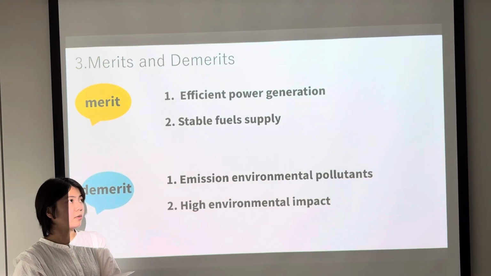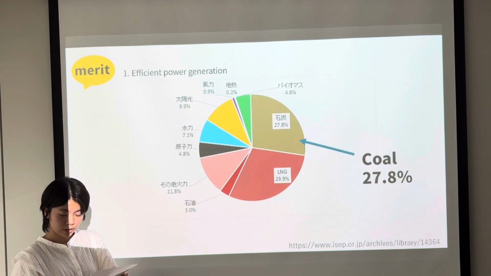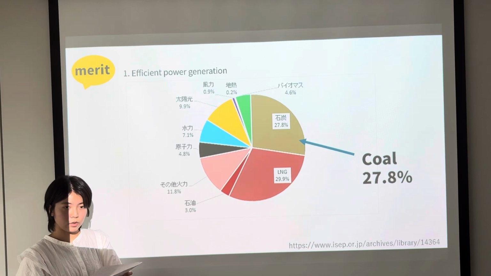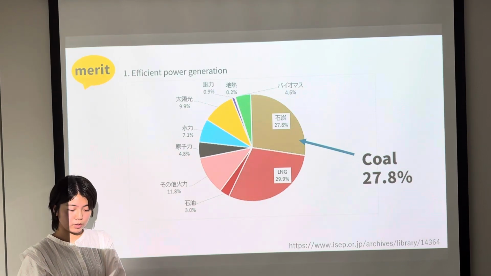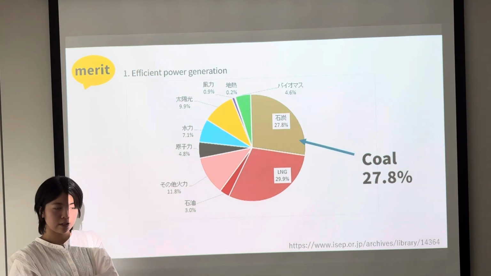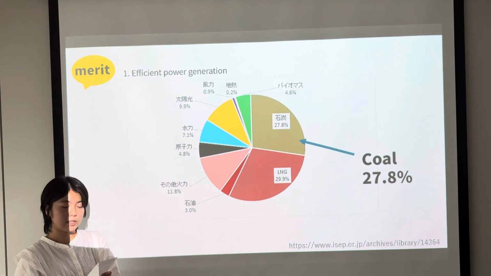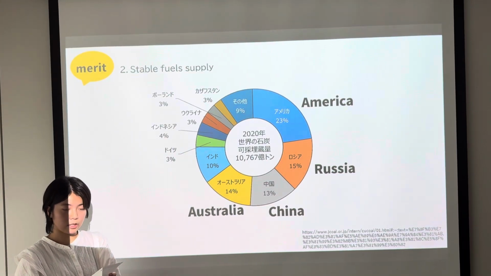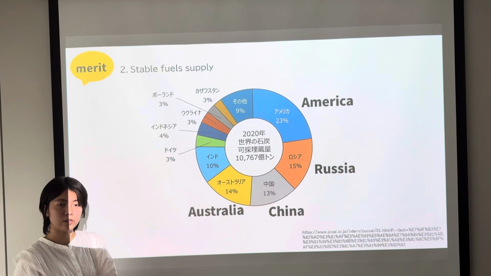Third part, merits and demerits. This is Japan's power supply structure in 2023. Although the percentage of coal is decreasing year by year, coal can generate electricity more efficiently than oil and natural gas. Coal is widely distributed throughout the world. It is a stably available energy resource without regional bias and can be mined for more than 100 years.